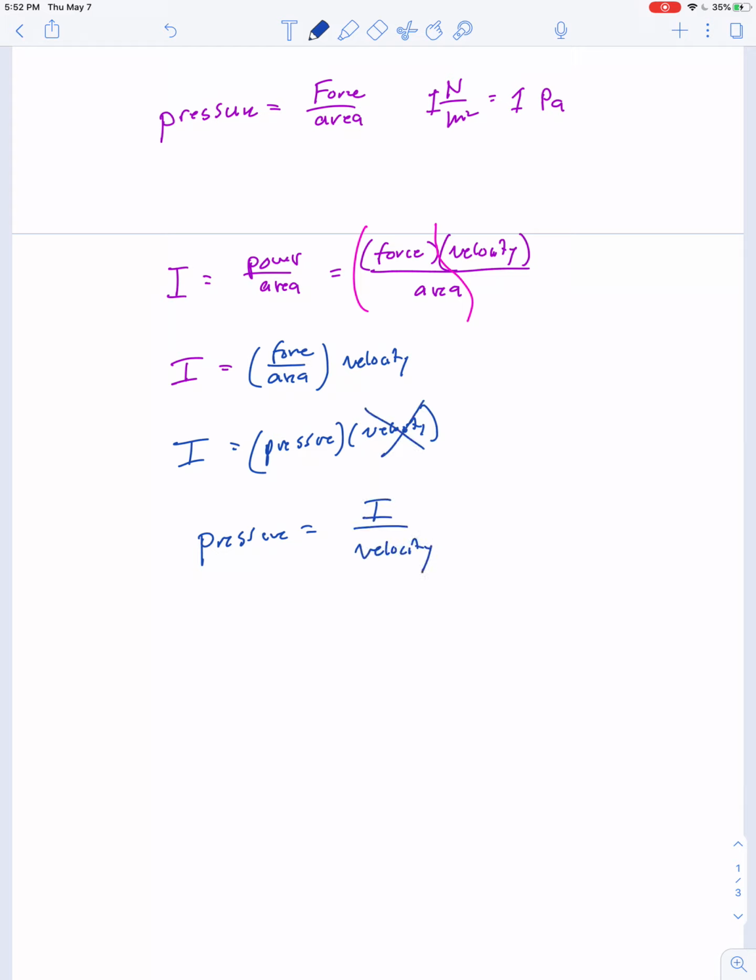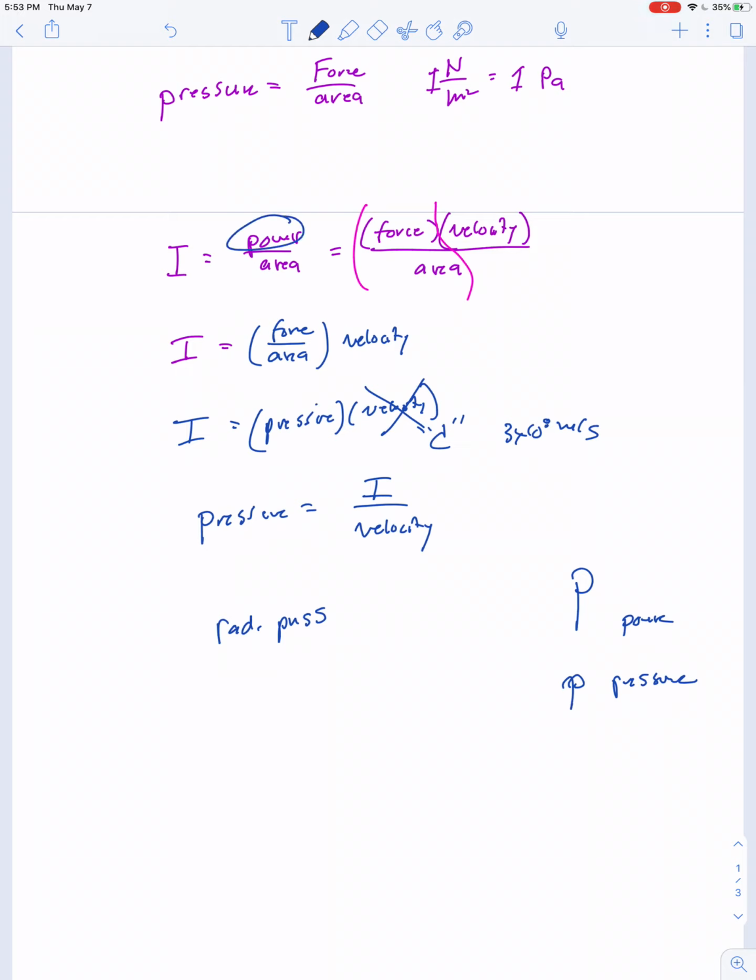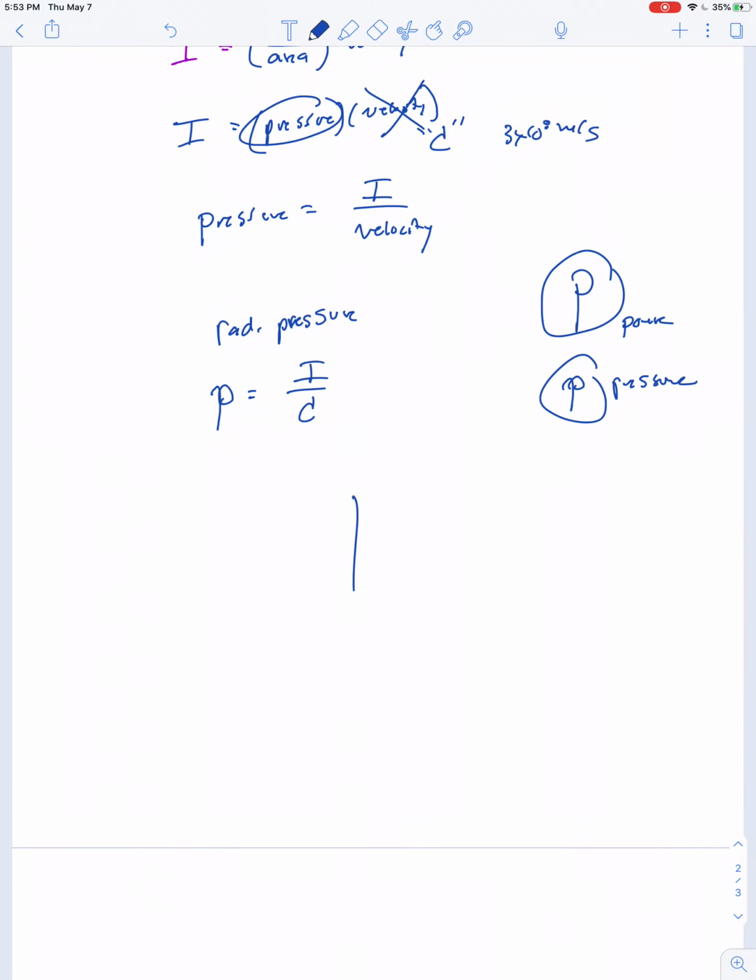Well, the velocity or speed of light is c, 3 times 10 to the 8th meters per second. So we can say radiation pressure, let's be careful, let's use capital P for power and lowercase p for pressure. So that's why I wrote it out as power and pressure as opposed to putting symbols in. It'd be easy to confuse a capital P with a lowercase p. So radiation pressure p is equal to I over c. Actually, that's the radiation pressure for a perfect absorber, for a black body.